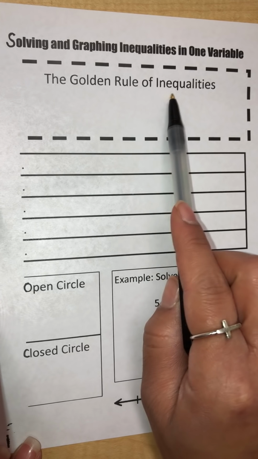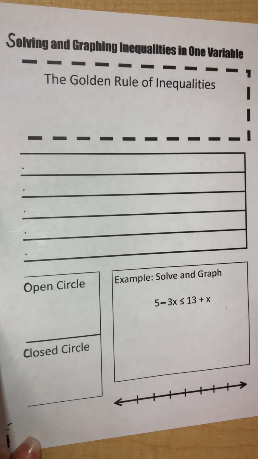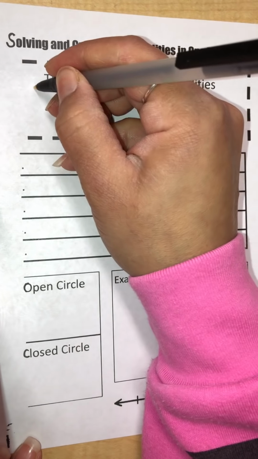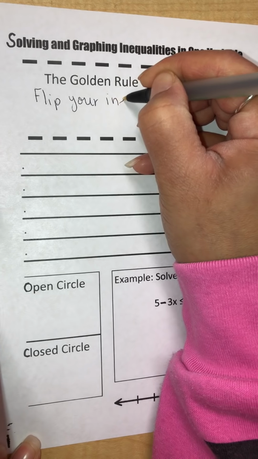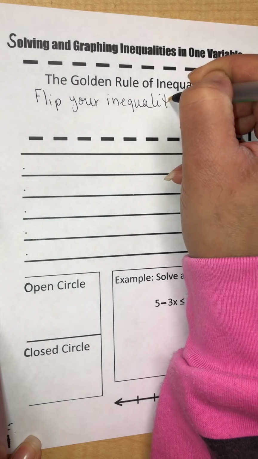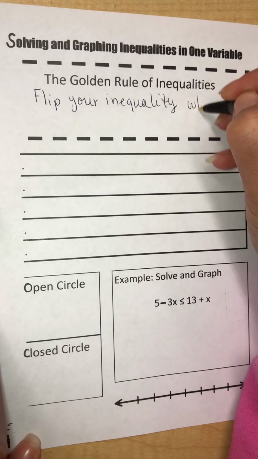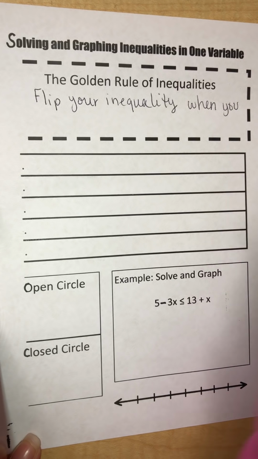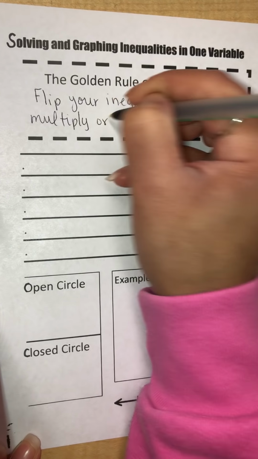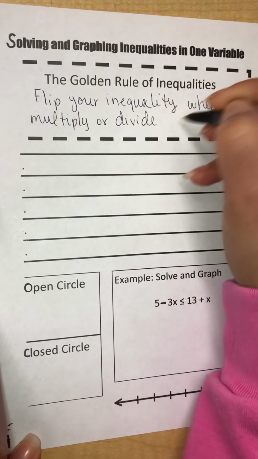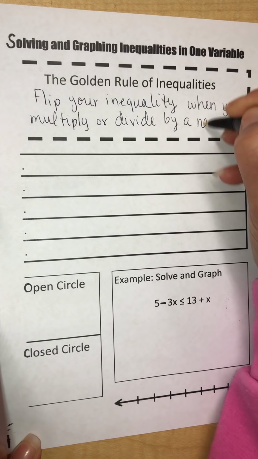Yesterday we learned about the golden rule of inequalities, and we learned that we have to flip our inequality whenever we multiply or divide by a negative number. So that's the note that I want to put here. Flip your inequality when you multiply or divide by a negative number.